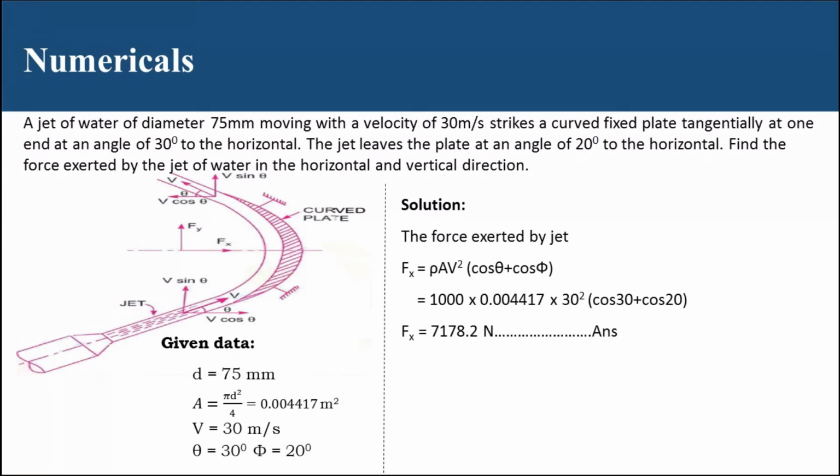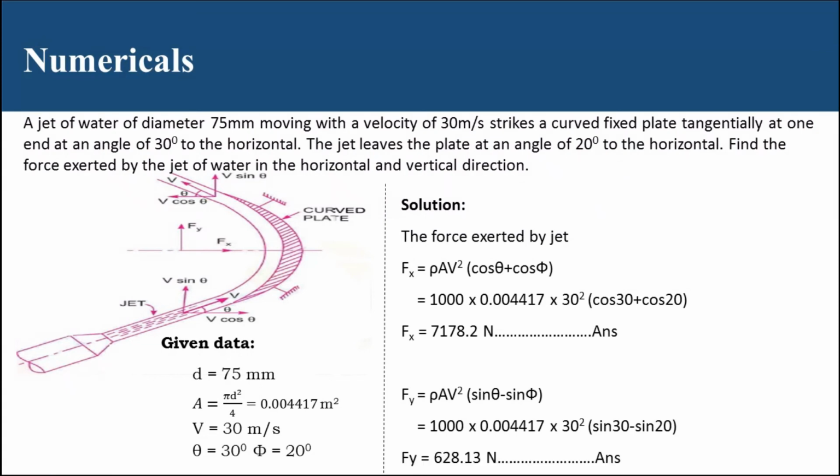Okay, similarly we will calculate the Fy. So for Fy we know the force exerted by the jet in normal direction or along y direction equals rho a v square (sin theta minus sin phi). So again put all the values. So it is 1000 into 0.004417 into the square of velocity, which is 30 square, into sin theta. Theta is 30 degrees, so sin 30 minus sin phi. Phi is 20 degrees, so sin 20. So do this calculation on your calculator. You will get the answer Fy equals 628.13 Newton.